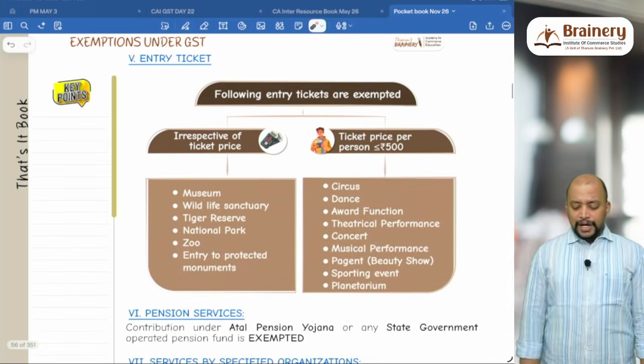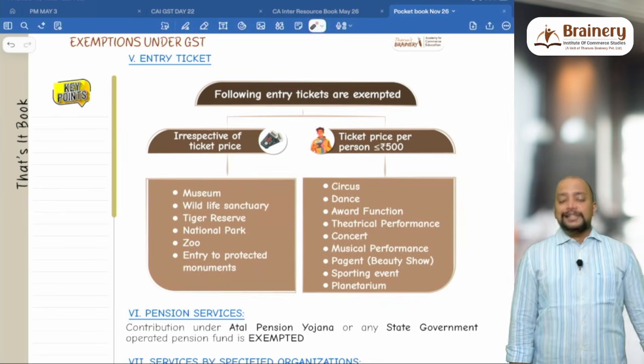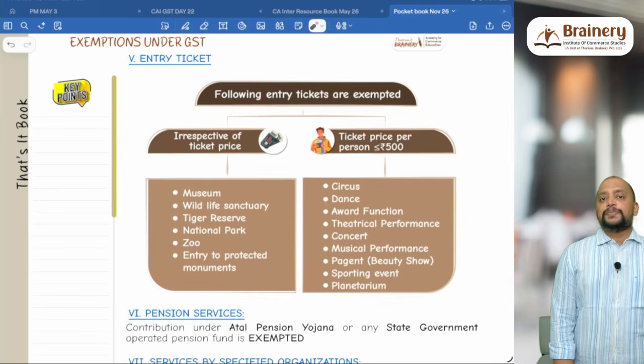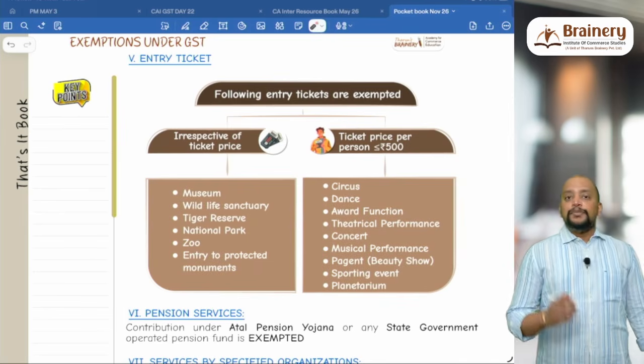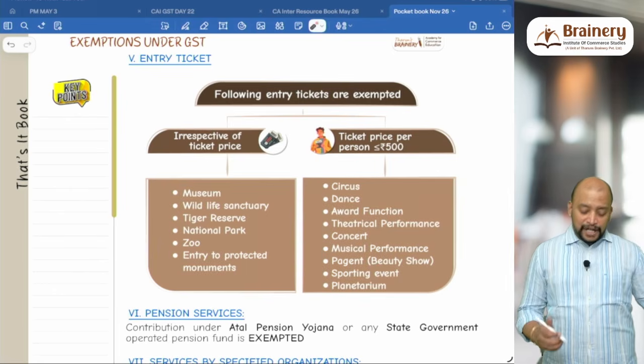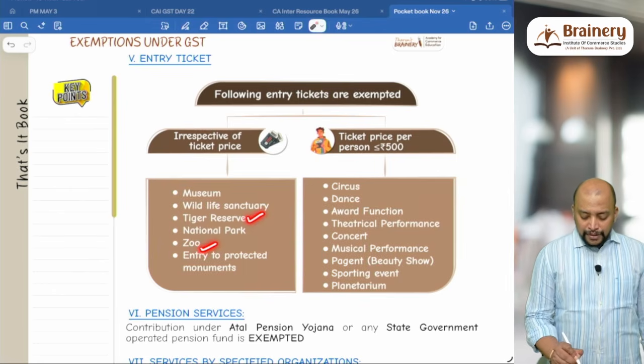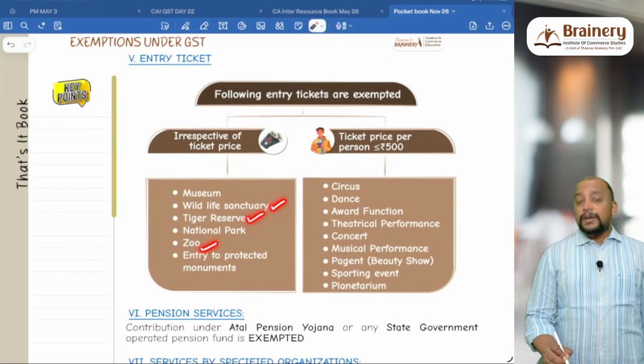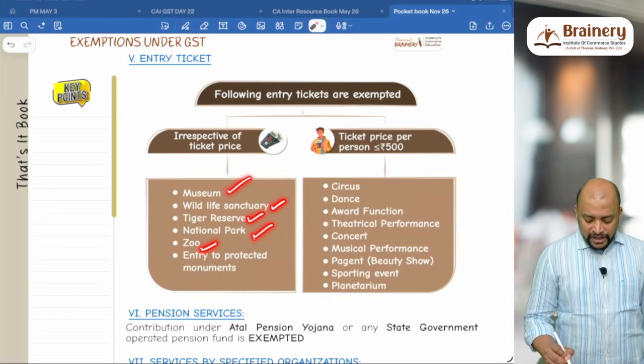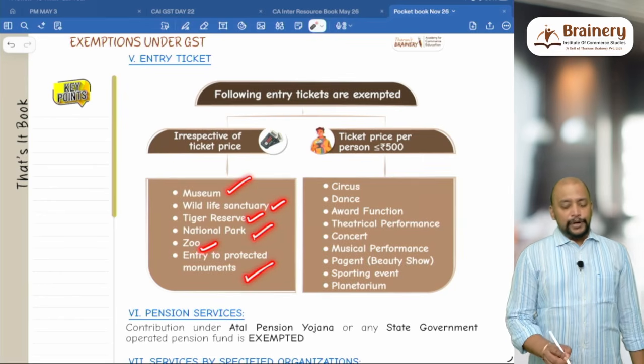Then when it comes to entry tickets, the following entry tickets are exempted. A few entry tickets are exempted irrespective of the ticket price. Remember, 3 related to animals: tiger reserve, zoo and wildlife sanctuary. Then 3 places: museum, national park and entry to protected monuments.